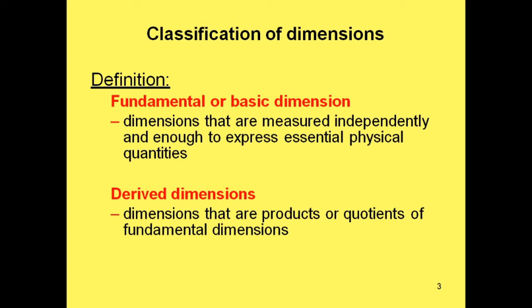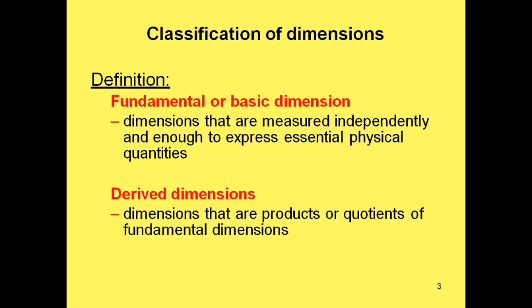Classification of dimensions. Dimensions are classified into two types. One is fundamental dimension, another one is derived dimension. Fundamental dimension is also called basic dimension. What is basic dimension? Dimensions that are measured independently and are enough to express essential physical quantities. What are the physical quantities? Length, mass, time and temperature.